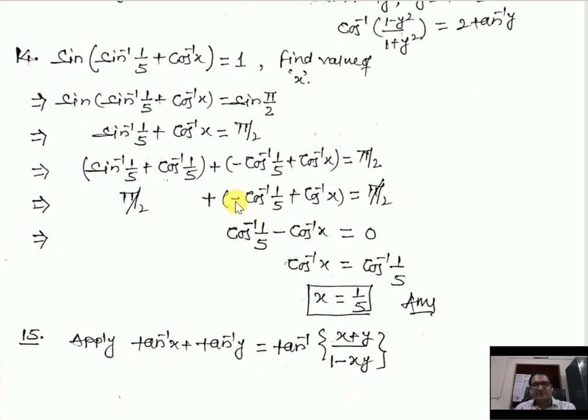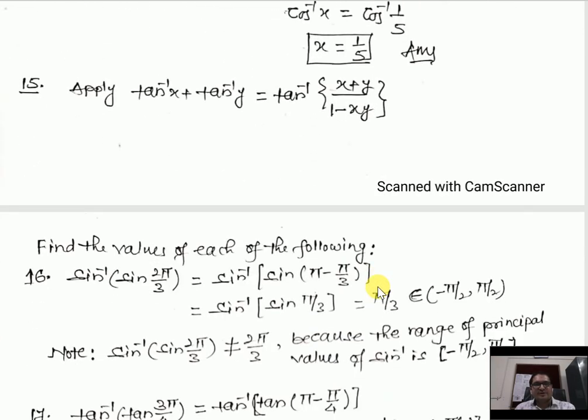Now this minus, you have to remove. So multiply both the sides, or you can transpose to the right hand side. So cos inverse x will be equal to cos inverse 1 upon 5, x will be equal to 1 upon 5. Question number 15, you have to apply this formula and you will get the answer.